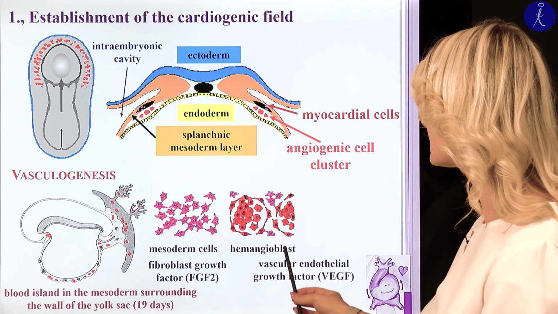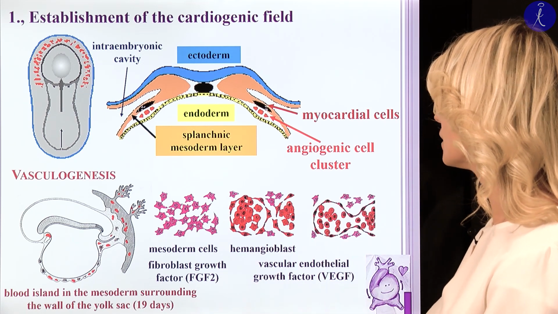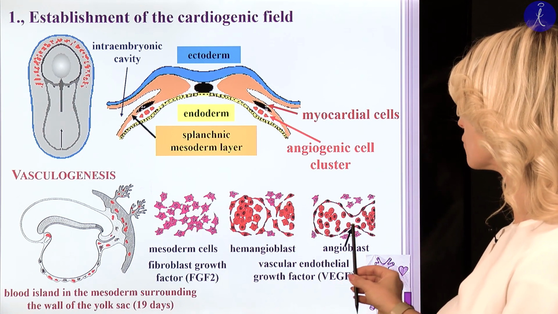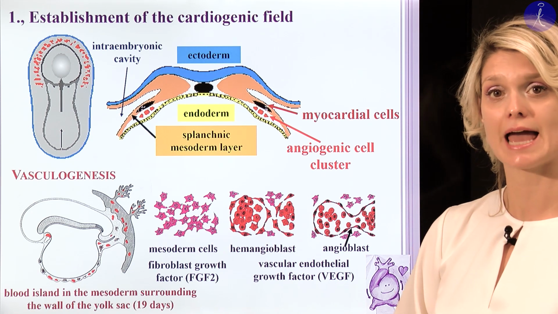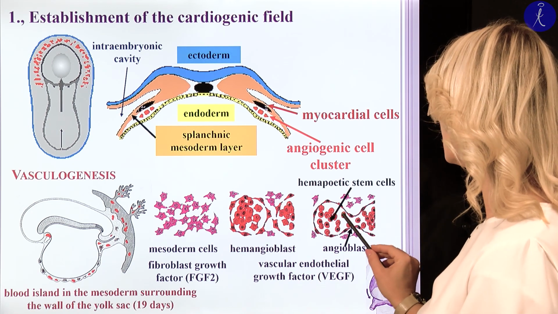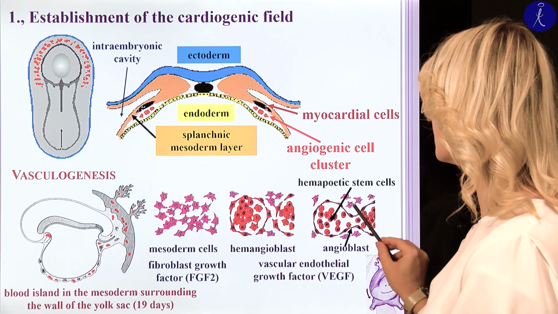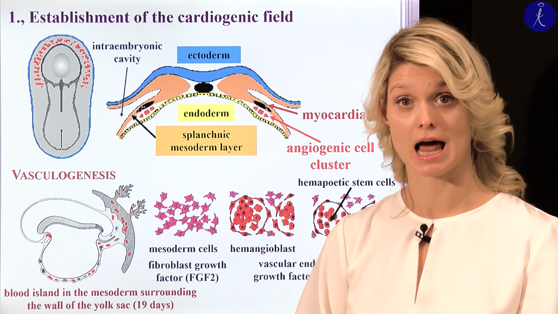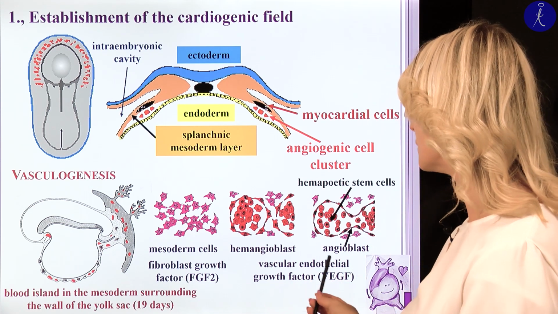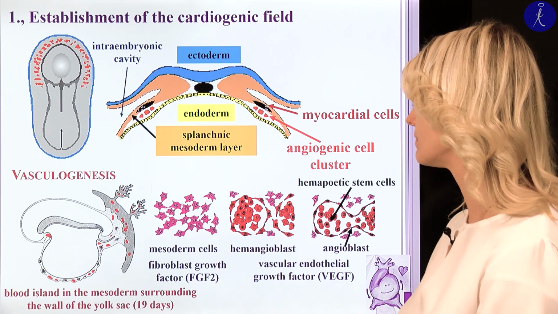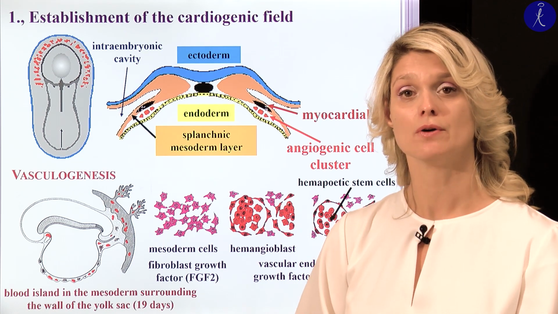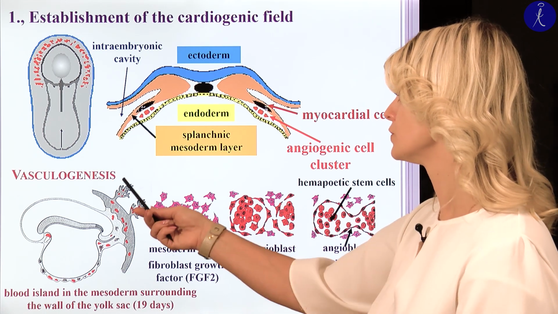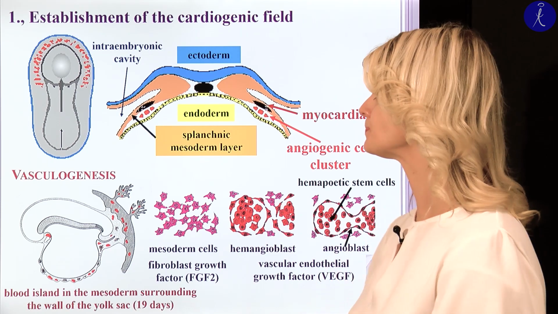From the hemangioblasts, two types of cells will develop. First, those which will form the wall of the vessel. These are the angioblasts. And the hemopoietic stem cells are located within the lumen. From these cells will come the cells of the blood. Here you can see another factor, the vascular endothelial growth factor, which is also really important in the formation of the vessels during vasculogenesis.